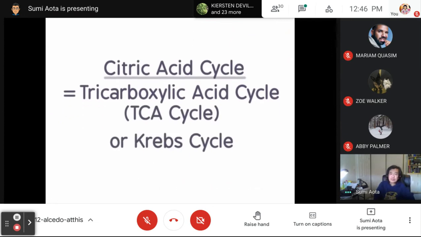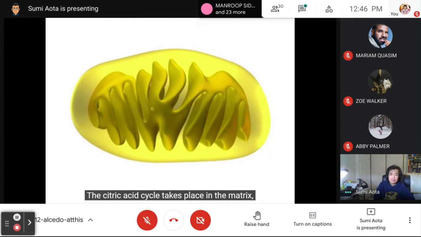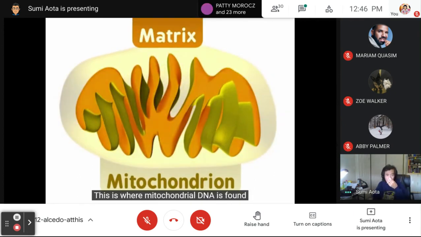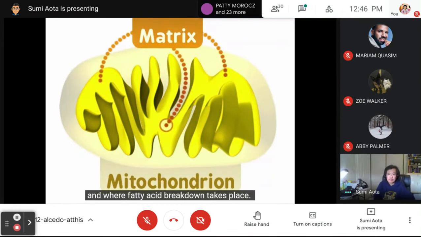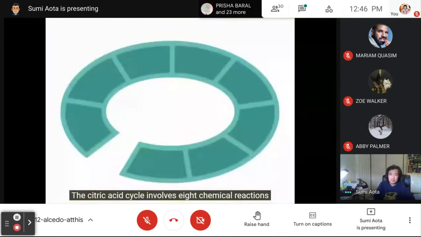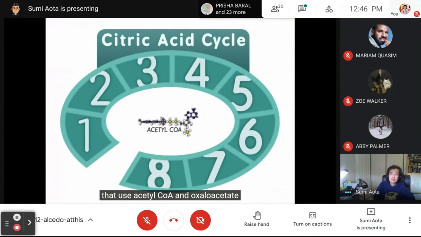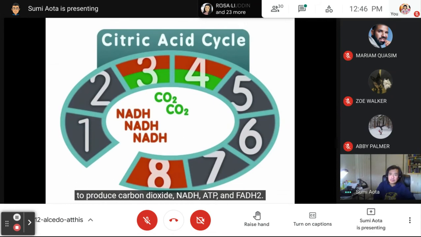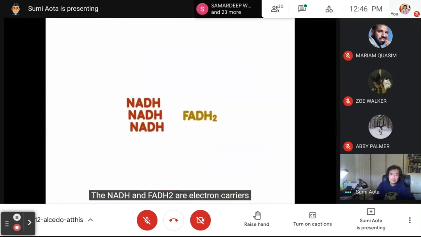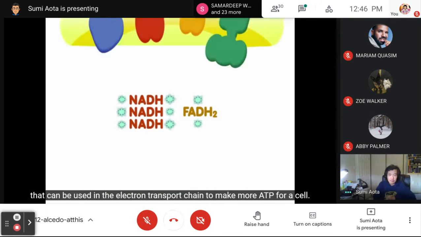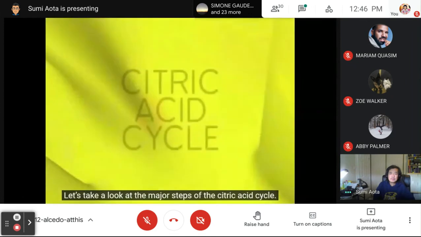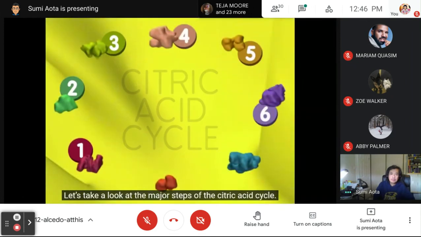The citric acid cycle takes place in the matrix, or fluid, of the mitochondrion. This is where mitochondrial DNA is found and where fatty acid breakdown takes place. The citric acid cycle involves 8 chemical reactions that use acetyl-CoA and oxaloacetate to produce carbon dioxide, NADH, ATP, and FADH2. The NADH and FADH2 are electron carriers that can be used in the electron transport chain to make more ATP for a cell. Let's take a look at the major steps of the citric acid cycle.